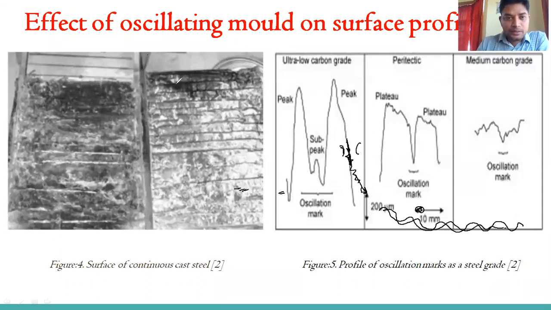Okay, so in the first figure, figure number 4, you will see the steel surface that we are getting in the final product, which is required. It should be like this, and you can see these sections. It is because of the oscillation only. Because of this oscillation, the surface profile will be like this, but it is a little bit clean.